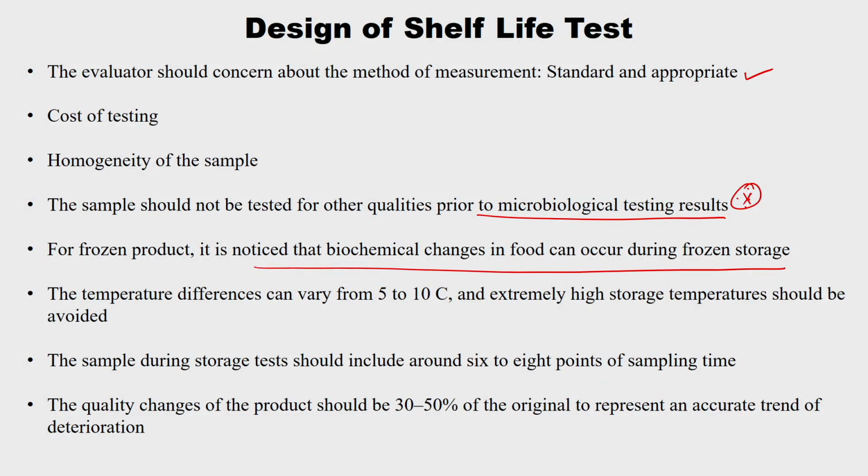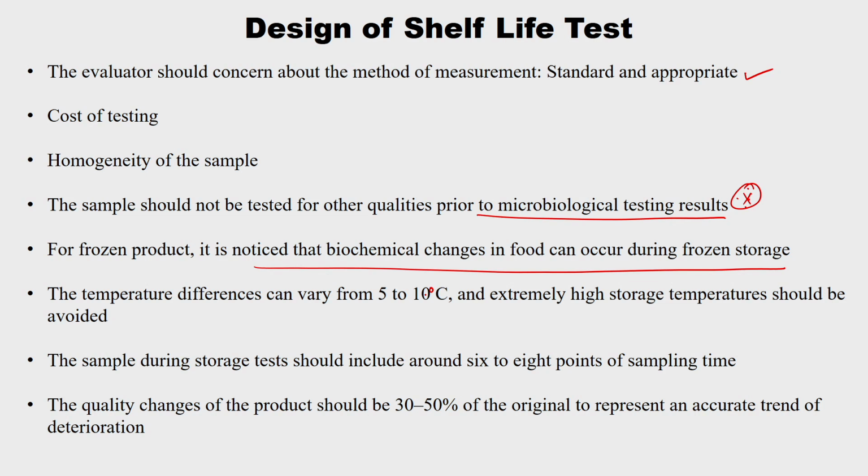For frozen product, it is noticed that biochemical changes in the food can occur during frozen storage only, and the temperature differences can vary from 5 to 10 degrees centigrade, and extremely high storage temperatures should be avoided. Actually, if we go for a temperature difference, the delta should be 5 to 10 degrees centigrade, and extreme storage temperature beyond 38 should be avoided. And we have already seen, because that is the temperature at which thermophilic bacteria can survive.